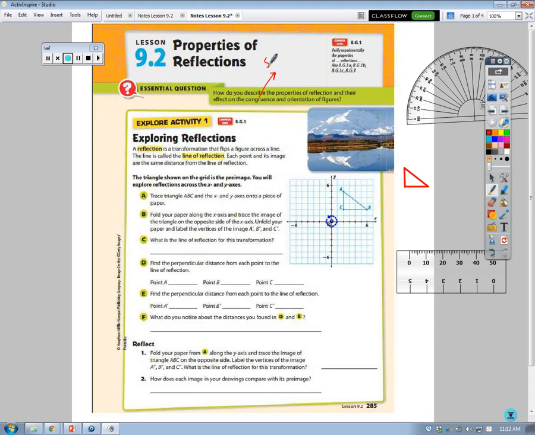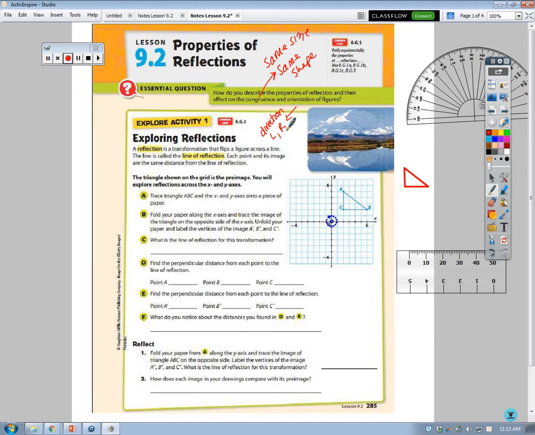Congruence is same size, same shape. Okay? And orientation is direction, right? So like top, bottom, left, right.